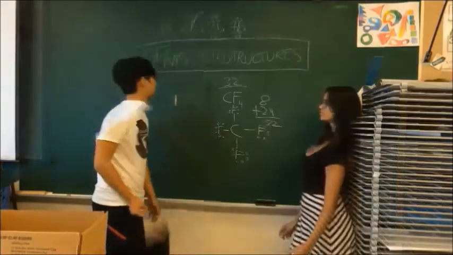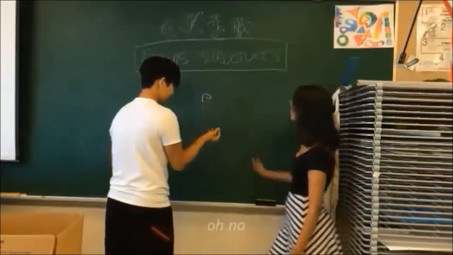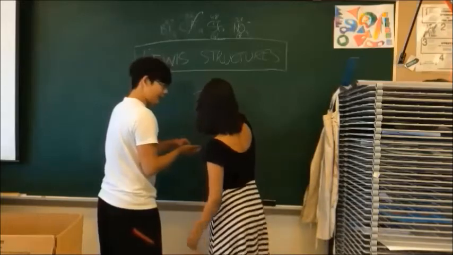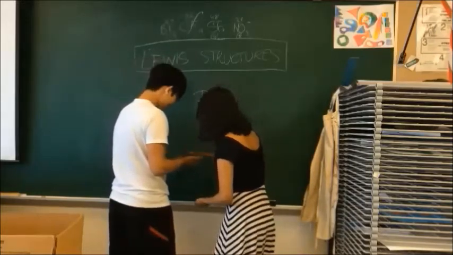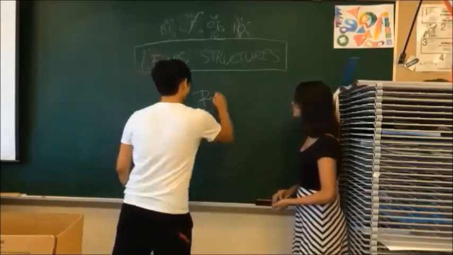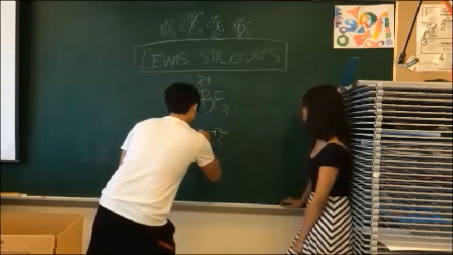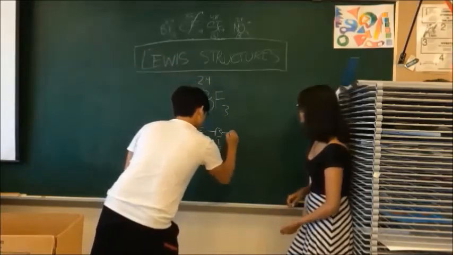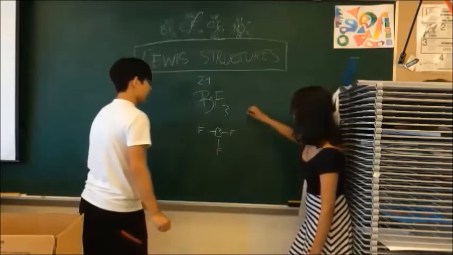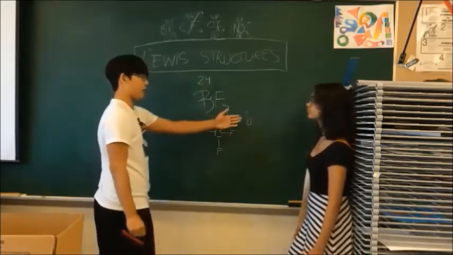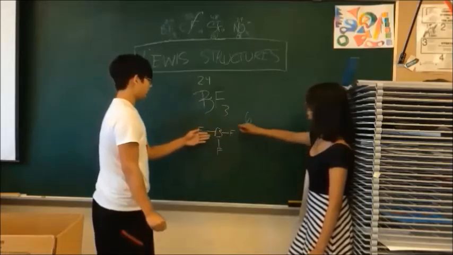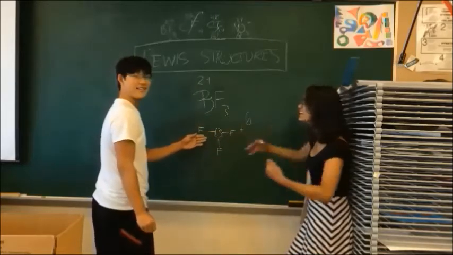Our next example is boron trifluoride, with a total of 24 valence electrons, surrounded by 3 fluorines on each side. That gives us a total of 6 covalently bonded electrons.